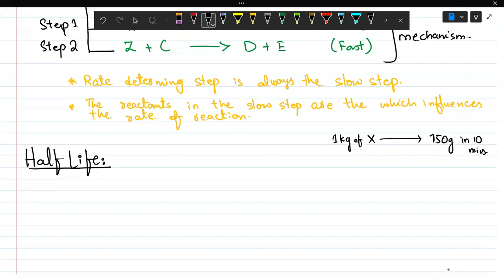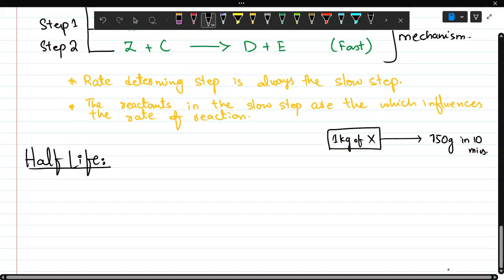This is a reaction happening. It is just being consumed, vanishing into thin air, or whatever happens to it. But I am just saying that 1 kg of substance X becomes 750 grams in 10 minutes. Now I'm asking you what the half-life is. It takes 10 minutes to become 750 grams. It'll take 20 minutes to make 500 grams. Am I right? Your 1 kilogram of substance will become 750 grams in 10 minutes. You getting it?